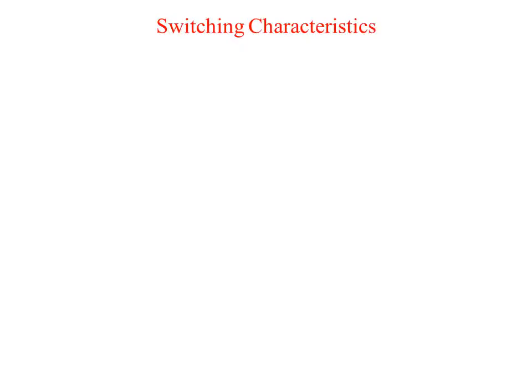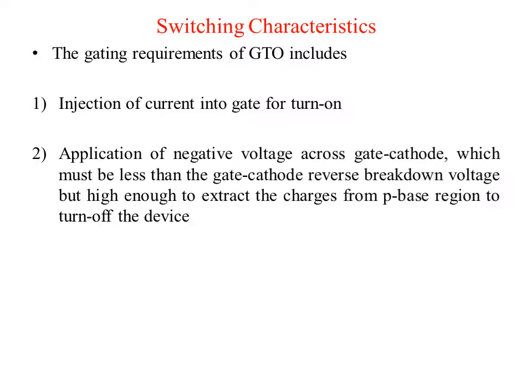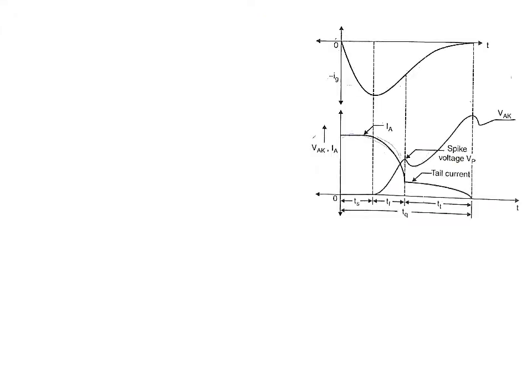Now, switching characteristics. The gating requirements of GTO include, first, injection of current into the gate for turn on, and second, application of negative voltage across the gate cathode, which must be less than the gate cathode reverse breakdown voltage but high enough to extract the charges from the P base. So here is the switching characteristics of GTO.